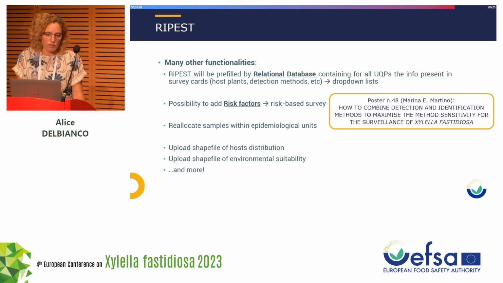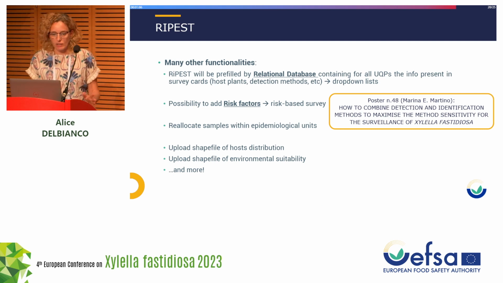RiPEST has many other functionalities that I didn't show here because there is no time. It will be pre-filled by a relational database containing, for all the union quarantine pests for which we have a survey card, the information that is present in the survey card. So for example, host plants, detection methods, etc. So for each quarantine pest, you will have a drop-down list.